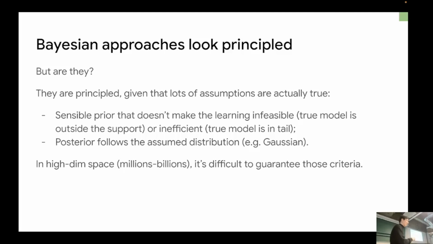But that's rarely the case, right? And we don't even know how the posterior should look like in practice. So that is not true in general. We also need a sensible prior, which does not make the learning infeasible or inefficient. It's infeasible when the true model is outside the support of the prior. It's very inefficient if the prior is encoding the true posterior with very low probability.